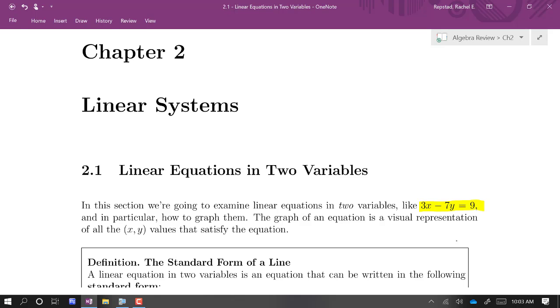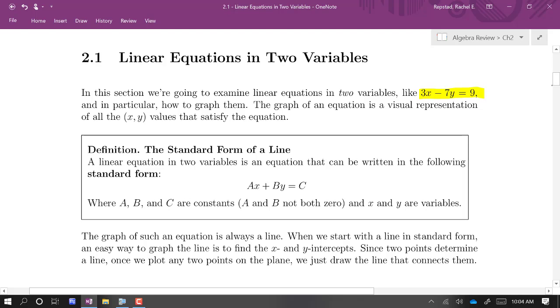The graph of any equation is just a visual representation of all the x, y values, those pairs that satisfy the equation, that make that equation true. These are linear equations because if you find all the x, y pairs that make it true, it'll form a line. A linear equation in two variables, written in standard form, looks like this: ax plus by equals c, where a and b are not both 0, so we need to have at least one variable. And the graph of this type of equation is always a line.